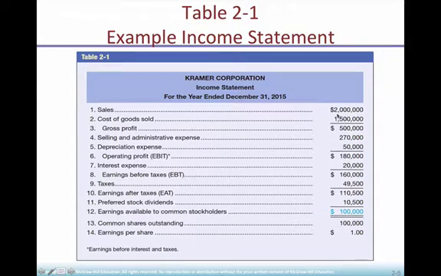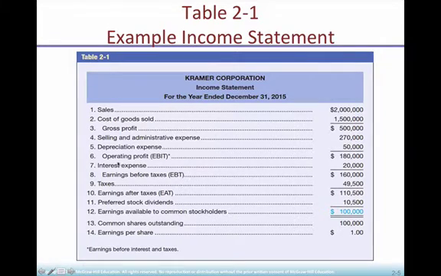In this case, 1,500,000 out of 2 million. That means the cost of goods sold alone is 75% of the sales, which is on the high side. Gross profit, 500,000, the difference between sales and cost of goods sold. We subtract then other selling and administrative expenses, depreciation, 50,000, and then we subtract them, and what's left over, it's called operating profit or earnings before interest and taxes.